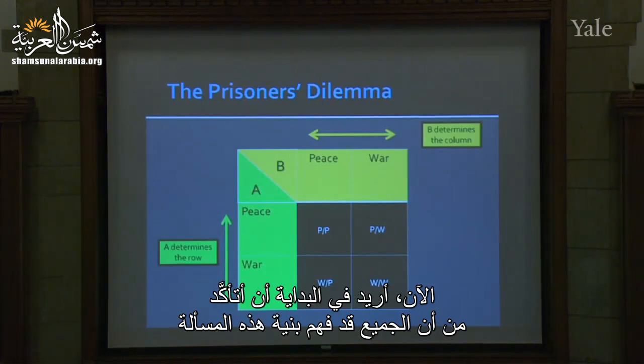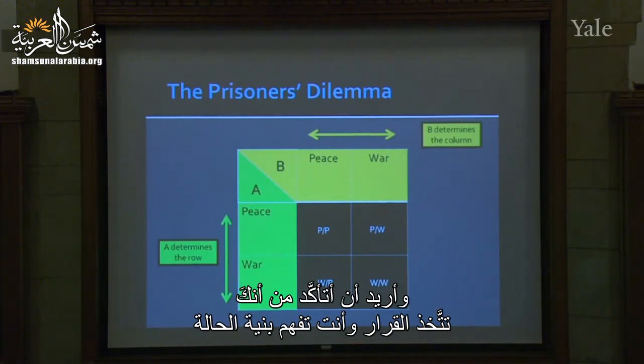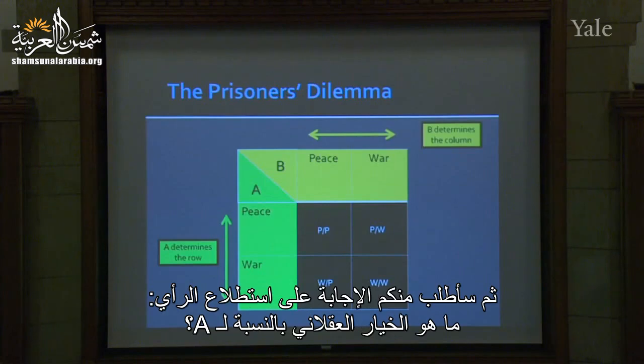Now, I want to start by making sure that everybody has understood the structure of this problem, because, as I said, I'm about to put some real money on the line for you, and I want to make sure that when you make the decision, you make it understanding the structure of the case. So let me start by telling you what A's preference structure is with regard to outcomes, and then ask you with your clickers to tell me which choice is rational for A to make.